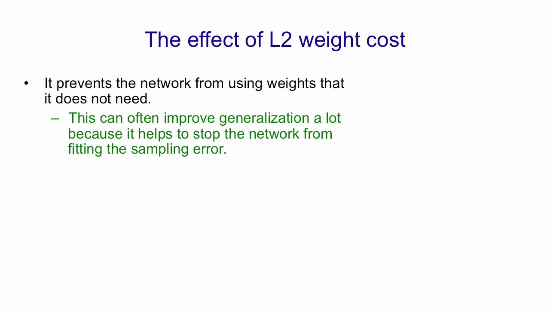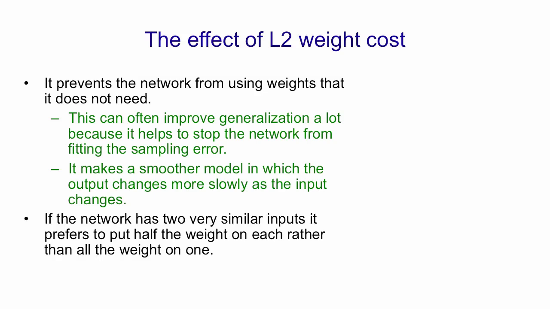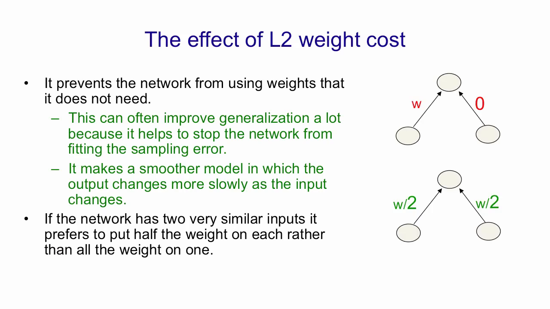This often improves generalization a lot because it can use those weights that it doesn't really need to fit the sampling error. It also makes a smoother model in which the output changes more slowly as the input changes. So if the network has two very similar inputs, when you put in an L2 weight penalty, it prefers to put half the weight on each of those two similar inputs, rather than all of the weight on one, as shown on the right here. If the two inputs are very similar, those two networks will produce very similar outputs, but the one with the halved weights will have much less extreme changes in its output when you change the inputs.